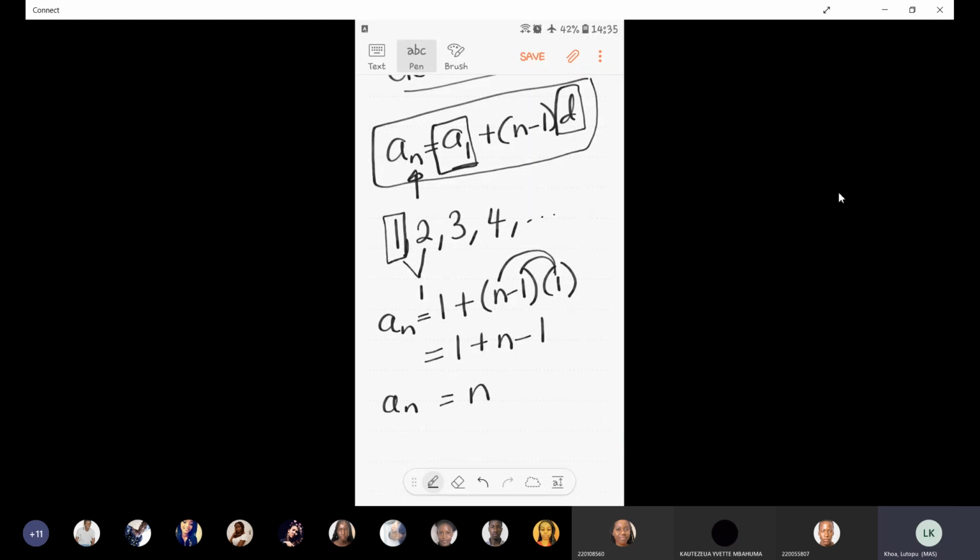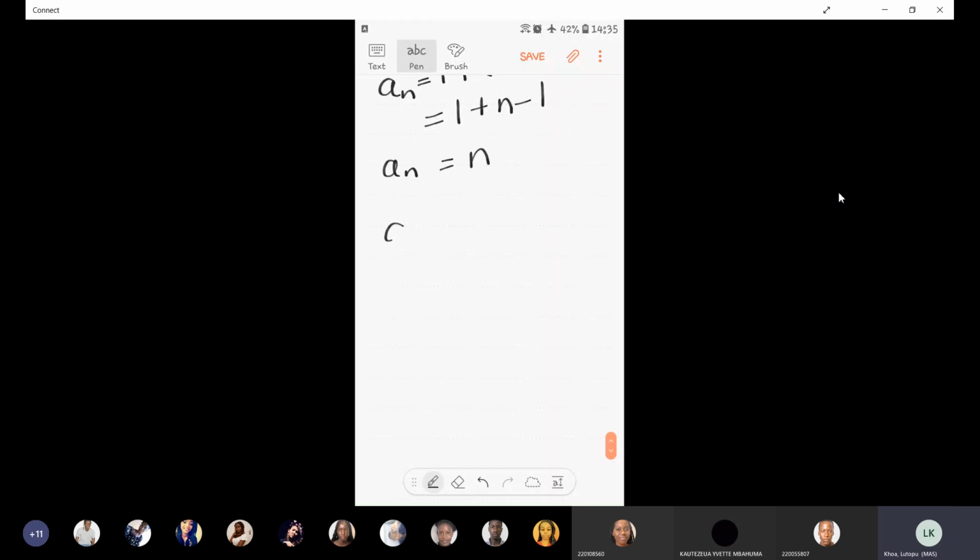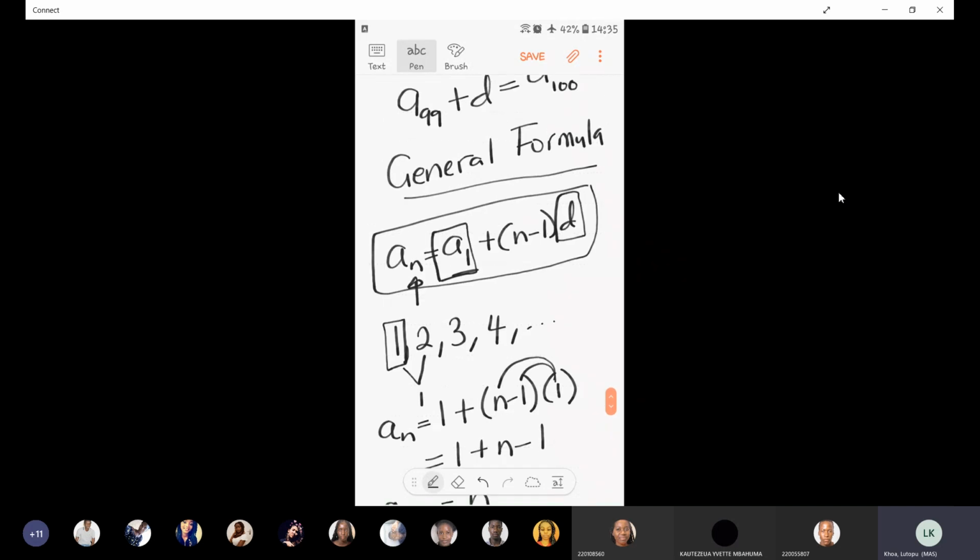So if I want to work out the 7th term, I substitute 7, and this is just 7. If I want the 1000th term, this is just 1000. And I'm sure with that one you can easily figure out because this is just the counting numbers.